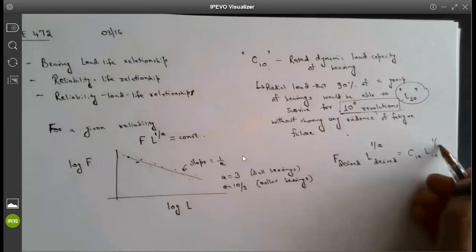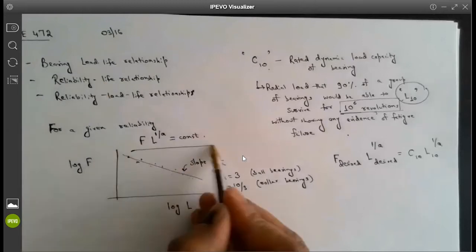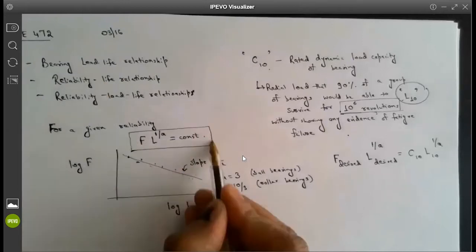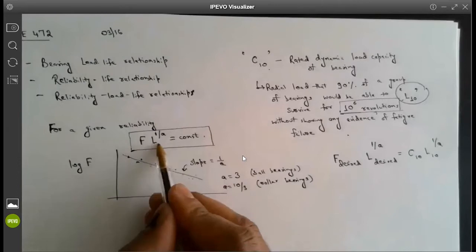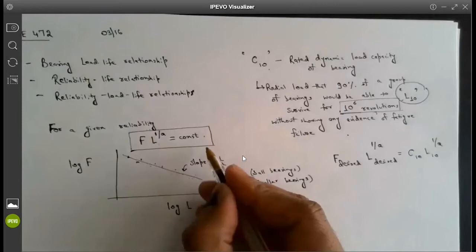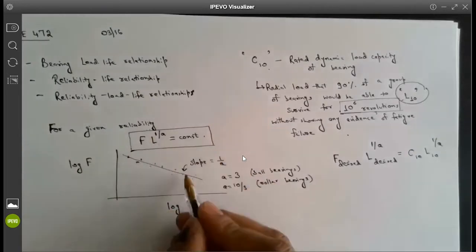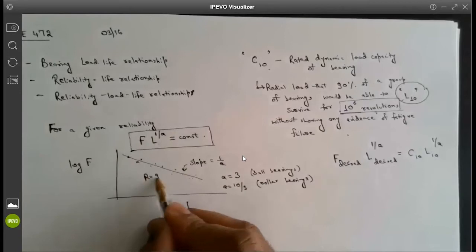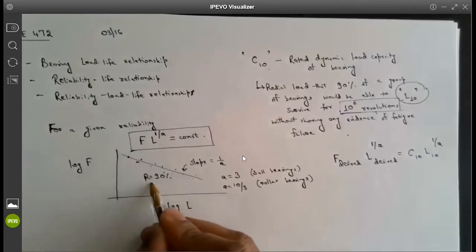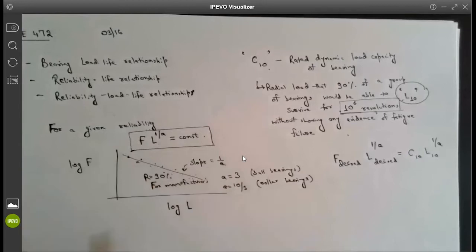So using that relationship, this is the load-life relationship at a constant, at a given reliability. Generally, this reliability for the manufacturer's catalog is 90%. So R is equal to 90% for the manufacturer's catalog value. Whatever values you have just seen in the catalog correspond to 90% reliability.